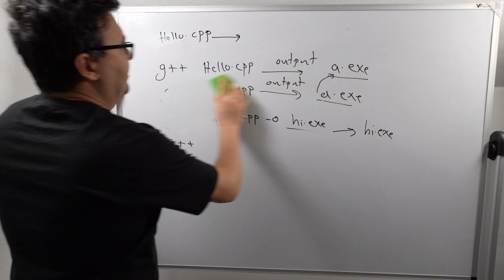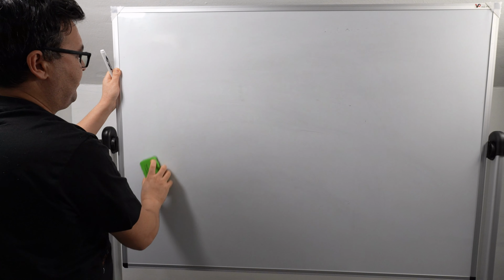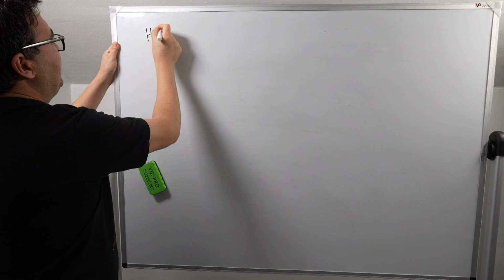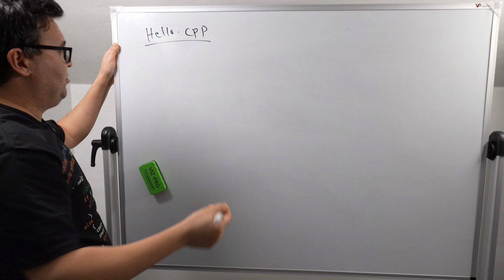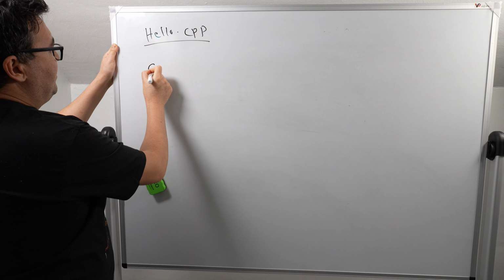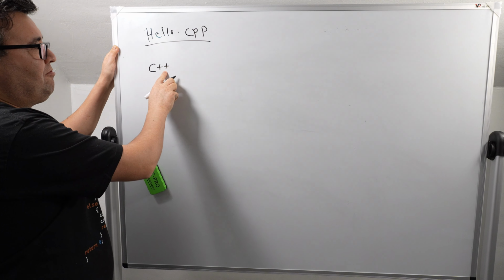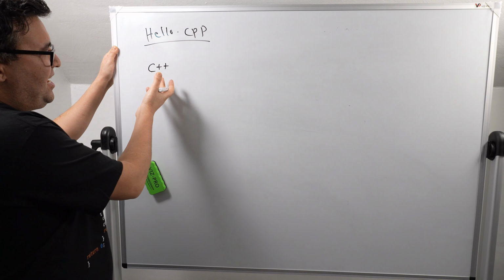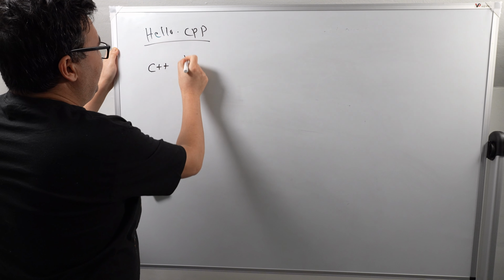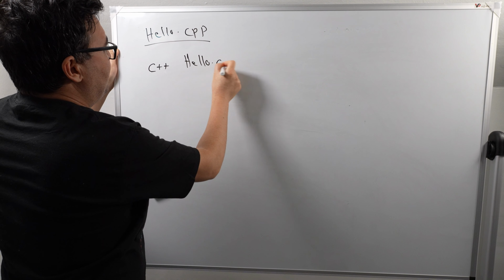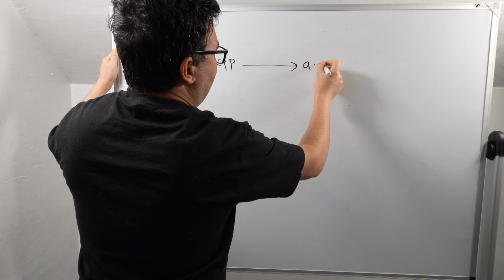So let me clean this. We have our file called hello.cpp, and we want to compile this program and then execute it. So what do we use? We say c++. On the recent version we can use g++ as well, but it is easier to remember c++. So you write c++ and the name of the file, hello.cpp, and it will output another file which is a.exe.